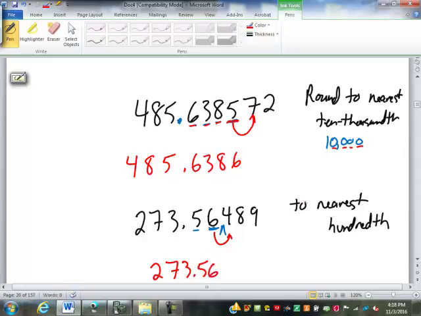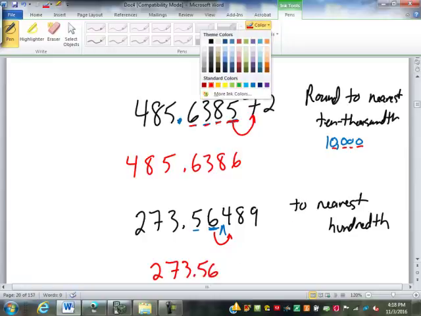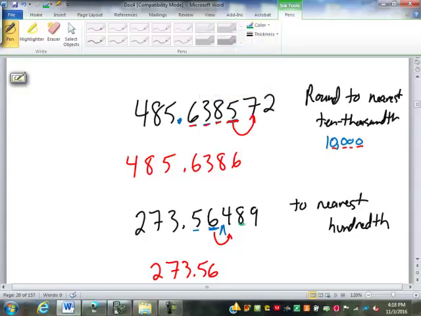273.56. I will catch several people doing this. Now this 8 rounds that up to a 5. No, that's a 5, so now it rounds up to a 7. You cannot double round. When you round a number, you are only looking at one digit.